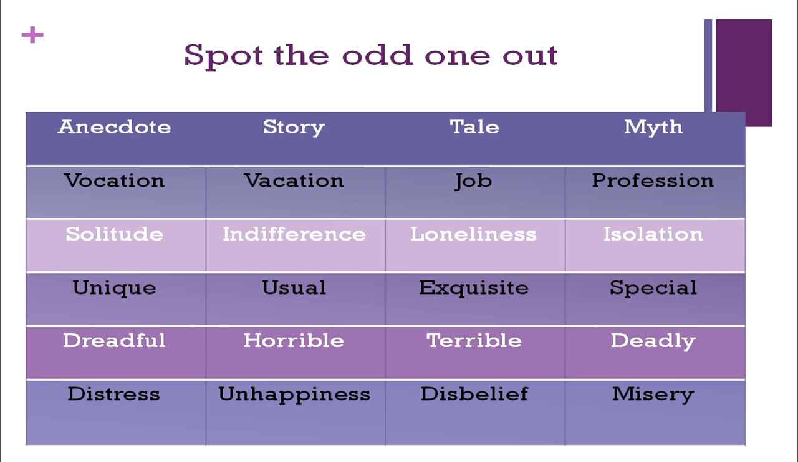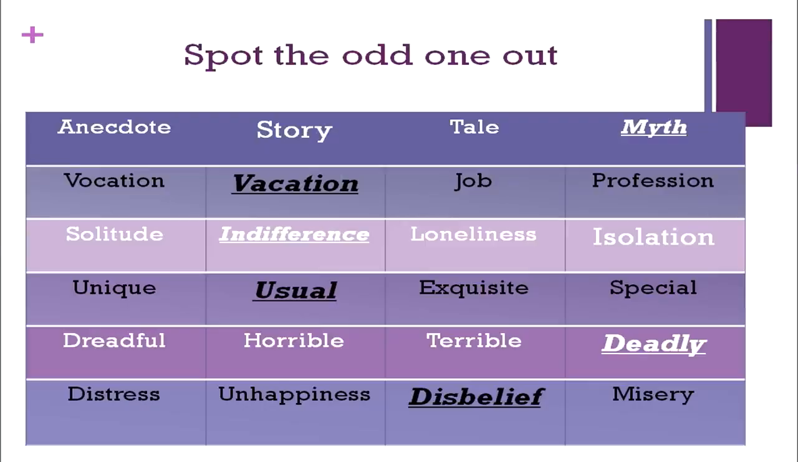So, in one particular category, in one particular table, you have to find out the odd one out. Let us see in our next slide which is the odd one out. Okay. Here myth is the odd one out, and vocation is the odd one out, because vocation, job and profession are synonyms, they talk about the kind of work that we do. Similarly, you can read on your screen about other words.